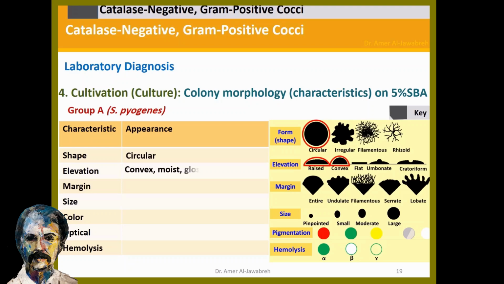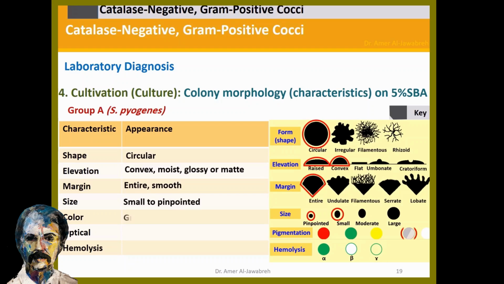Uniform circle. Elevation, convex or raised a little bit. Glossy or matte. What is glossy? What is matte? Good. So glossy or matte. Margin, entire. So it's almost uniform, the margin.